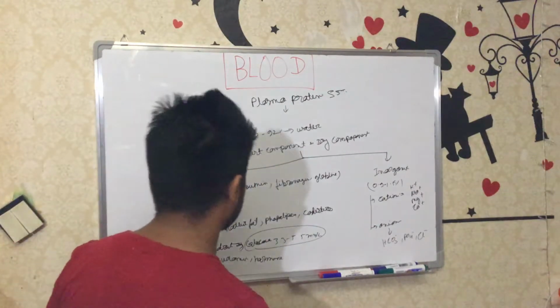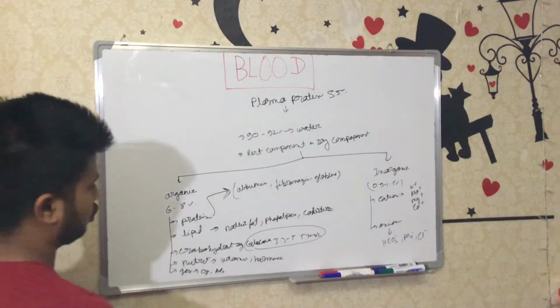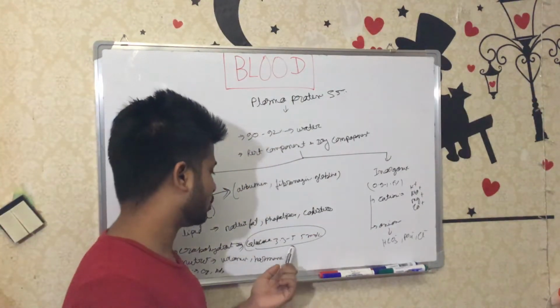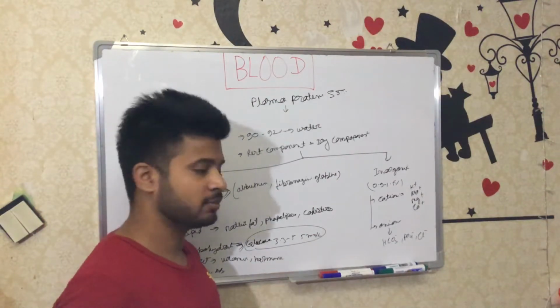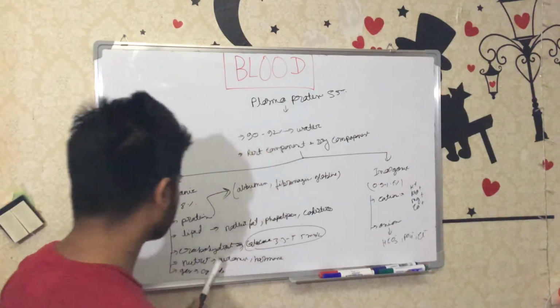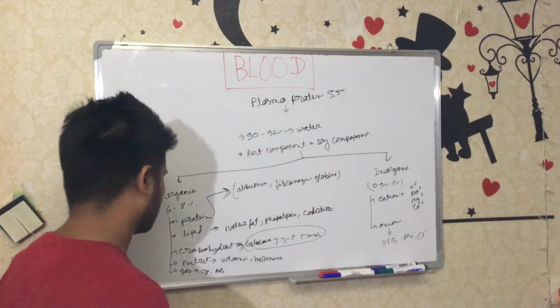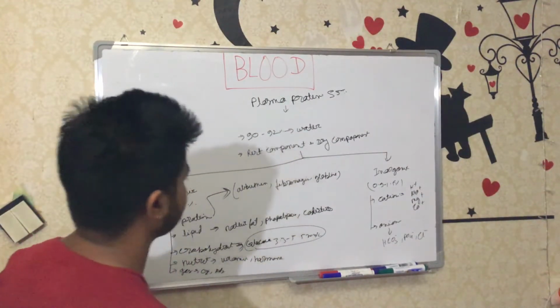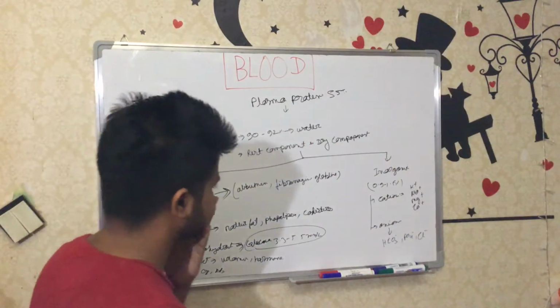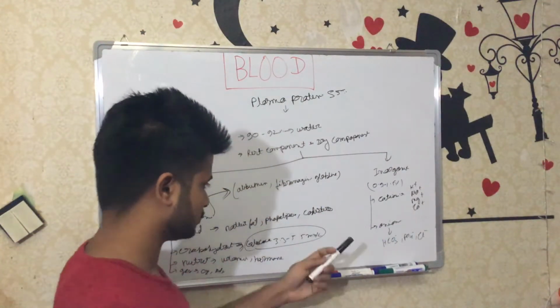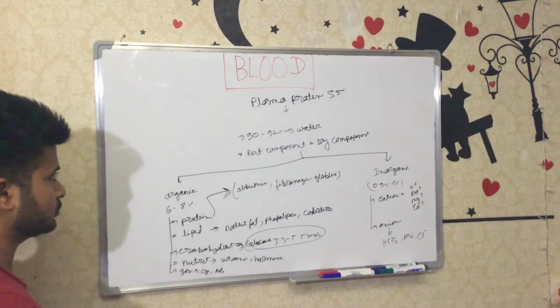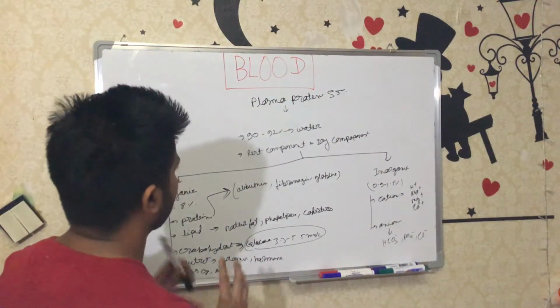About the lipid: natural fat, phospholipid, and cholesterol are included in the lipid. Carbohydrate is the glucose. The normal level of glucose is 3.3 to 5.5 millimole per liter. Nutrients like vitamins and hormones. Gases: oxygen, nitrogen, and some other gases also. About the inorganic substance, as I said already. So this is about the plasma protein.